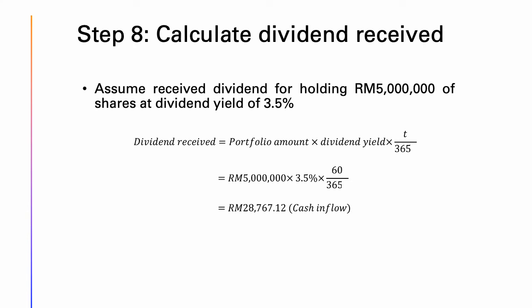Step number 8, you need to calculate dividend received. So we assume you receive dividend for holding 5 million of shares at dividend yield of 3.5% for 2 months. So dividend received is equal to portfolio amount times dividend yield times T divided by 365. So 5 million times 3.5% times 60 divided by 365, so you get RM28,767.12. So dividend received is cash inflow.